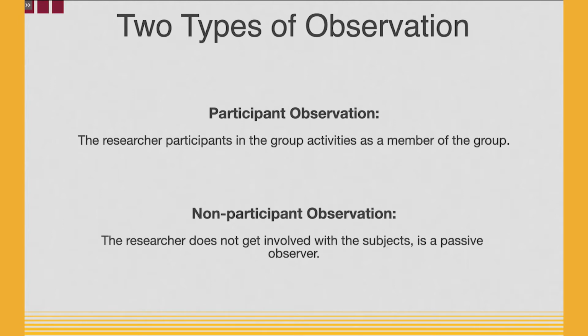Now, there's also non-participant observation, and that's when the researcher doesn't get involved with the subjects. They're just objective, they're an observer. So that would be if you decided, well, I observed my class, I'm going to go observe another class that I'm not a participant of, not a member of. And so in that instance, you would just observe. You wouldn't participate at all.